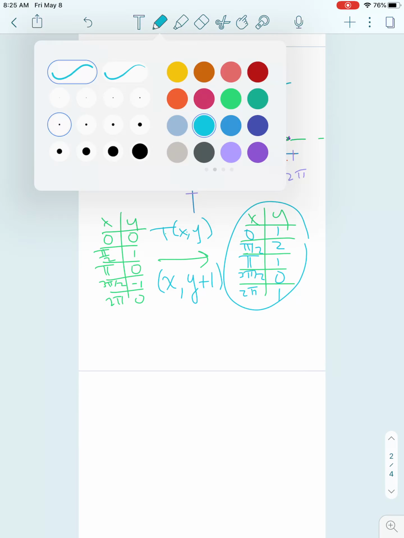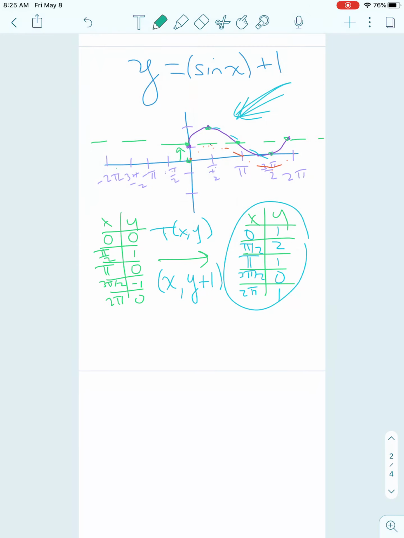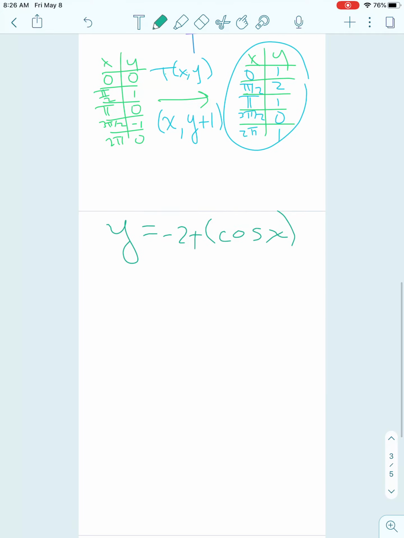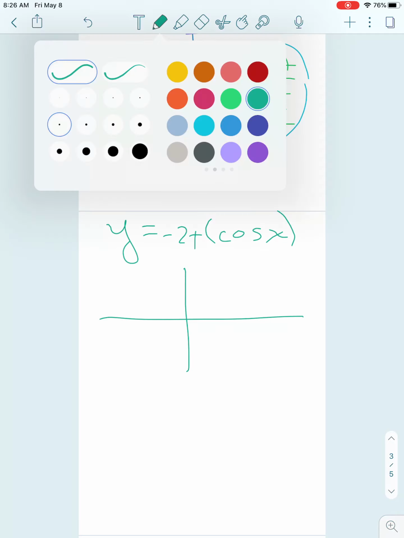So let's switch it up and do cosine. Y equals, and a lot of times, and on your worksheet this will be true as well, they'll put the vertical shift on the outside. So let's do negative 2 plus cosine of x. Now we're going to need to be thinking about our parent graph that we drew above, but just to be consistent, let's go ahead and sketch it here.